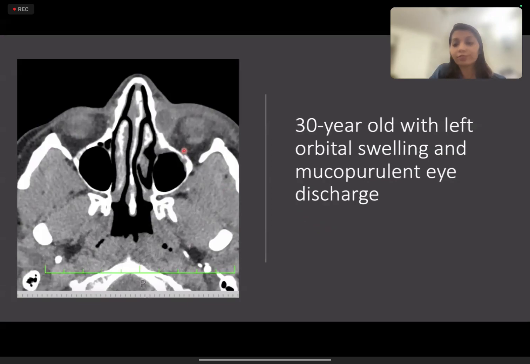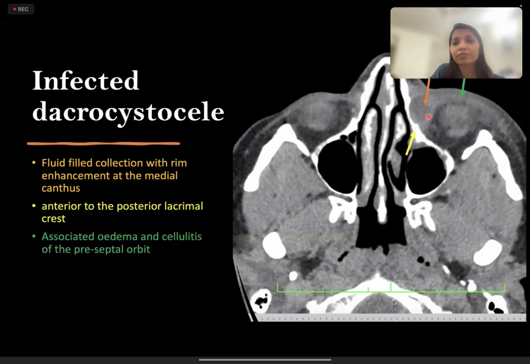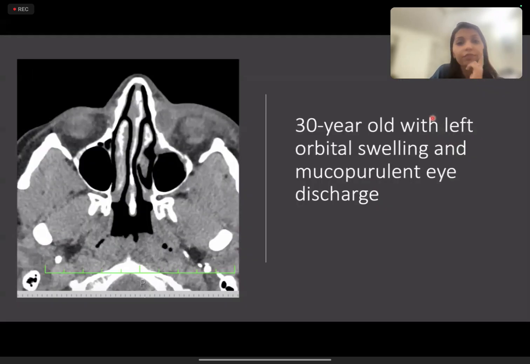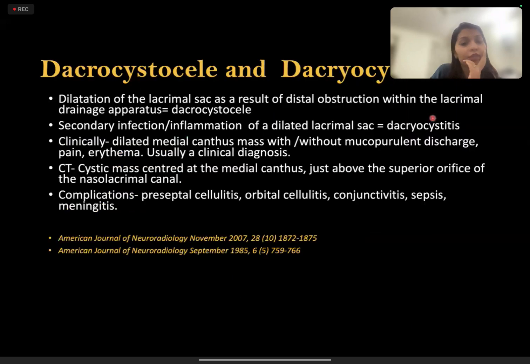Yes, so we can see that there is this rim enhancing collection at the medial canthus associated with preseptal soft tissue thickening, so periorbital cellulitis. This medial canthus rim enhancing collection is an infected dacrocystocele or dacrocystitis. When there's dilatation of the lacrimal sac as a result of distal obstruction within the lacrimal drainage apparatus, this is called a dacrocystocele. And when there is superimposed infection and inflammation of a dilated lacrimal sac, that is then called dacrocystitis.